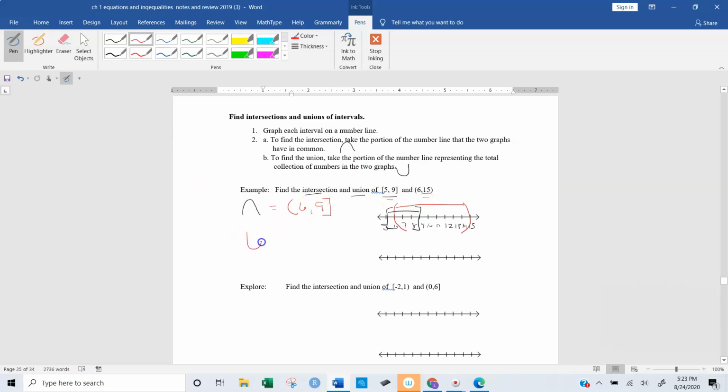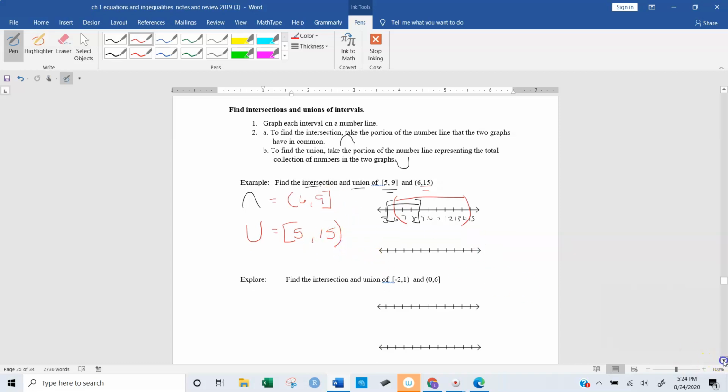Union is where does it start and where does it end? This starts at 5 and goes through 15. It's everything, wherever you see a line at all. So 5 is inclusive, so we have a bracket, all the way through 15, but it does not include 15. Okay, pause and try yours.